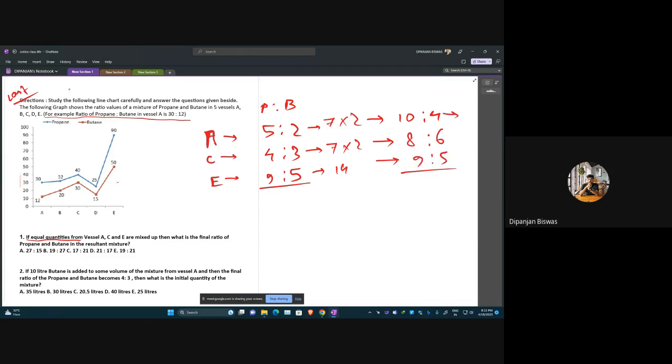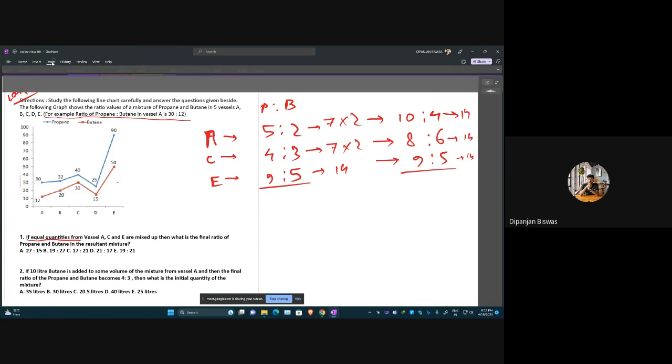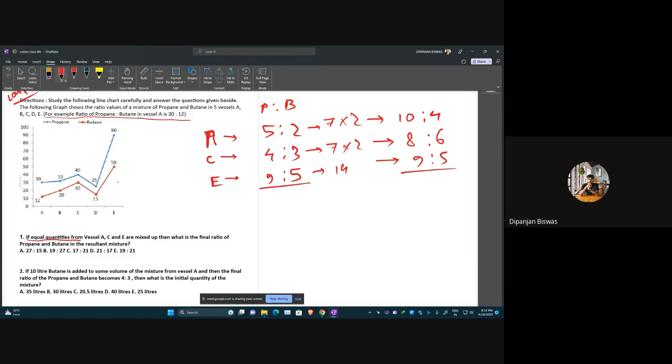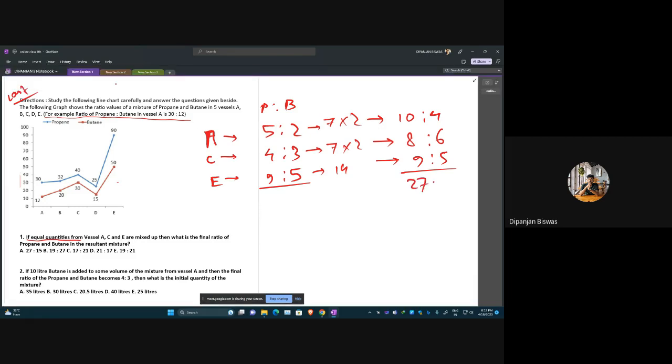So now as you can see, all the quantities of all the three vessels are equal. 10 plus 4 is 14, 8 plus 6 is 14, 5 plus 9 is 14. So when the quantity has been equated, you can just directly add the propane and butane. Like 8 plus 9, 17 plus 10, that is 27, is to 5 plus 6, 14 plus 4, that is 15. Cancel out by 3, 9 is to 5.